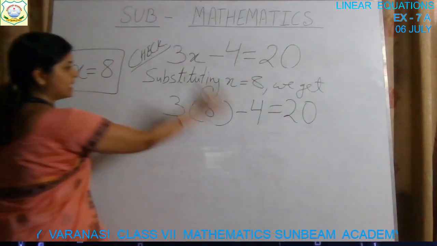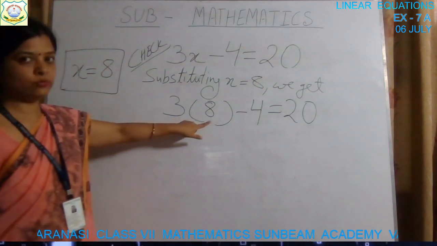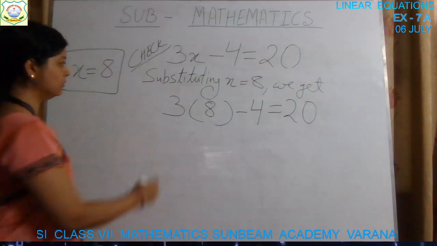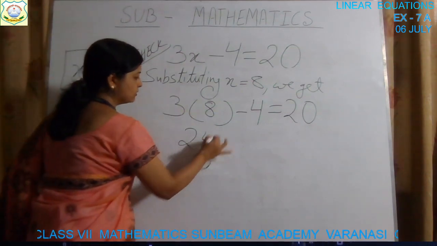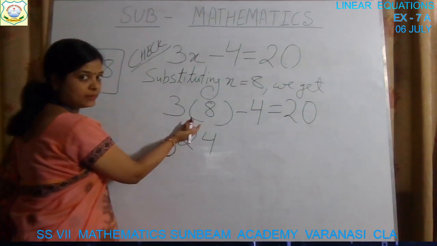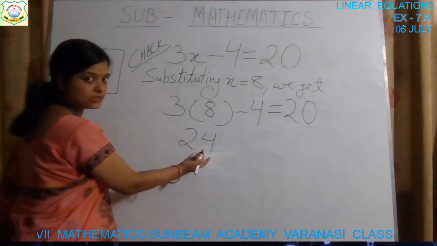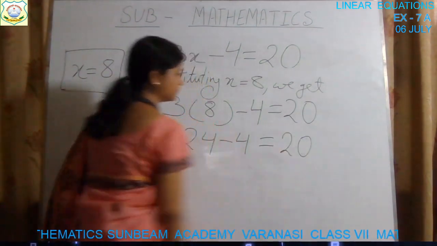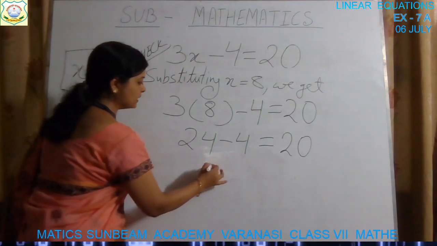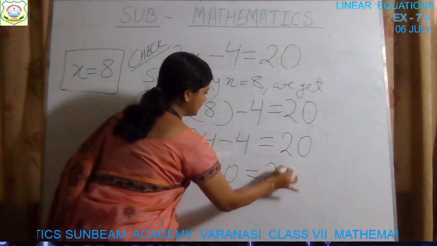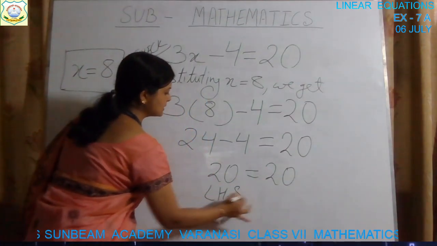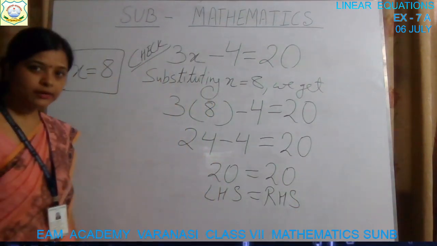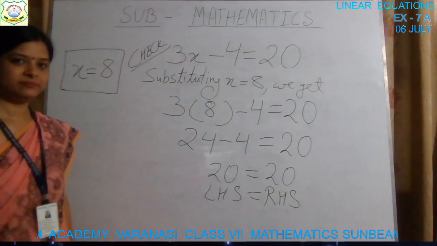Copy the question as it is. The only thing you have to change is to put the value of x as 8. Now, 8 3s are 24. When you multiply, this bracket means multiplication. When you multiply 3 into 8, it is 24 minus 4. 24 minus 4 is 20, which is equal to 20. Your LHS is equal to RHS. It means what, children? Your answer is correct. Clear?